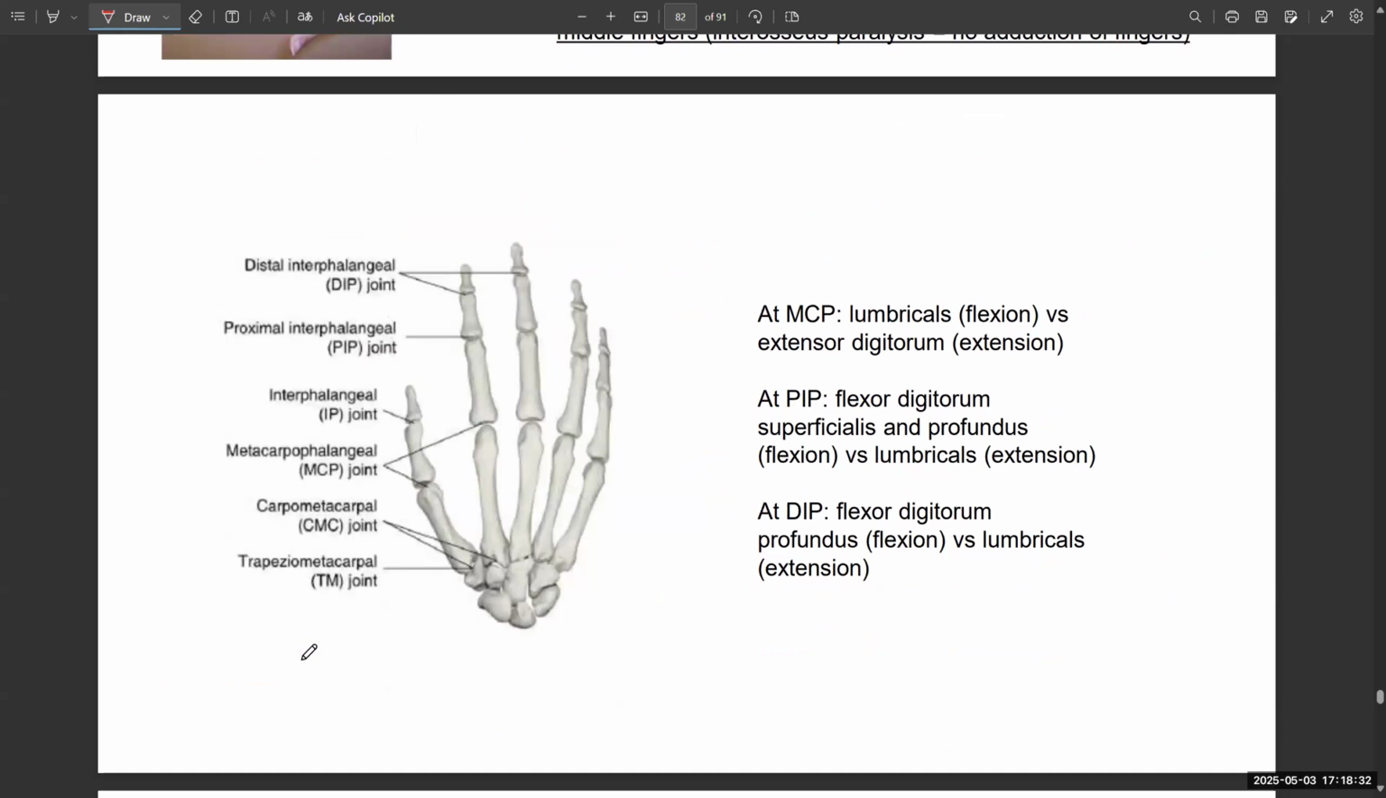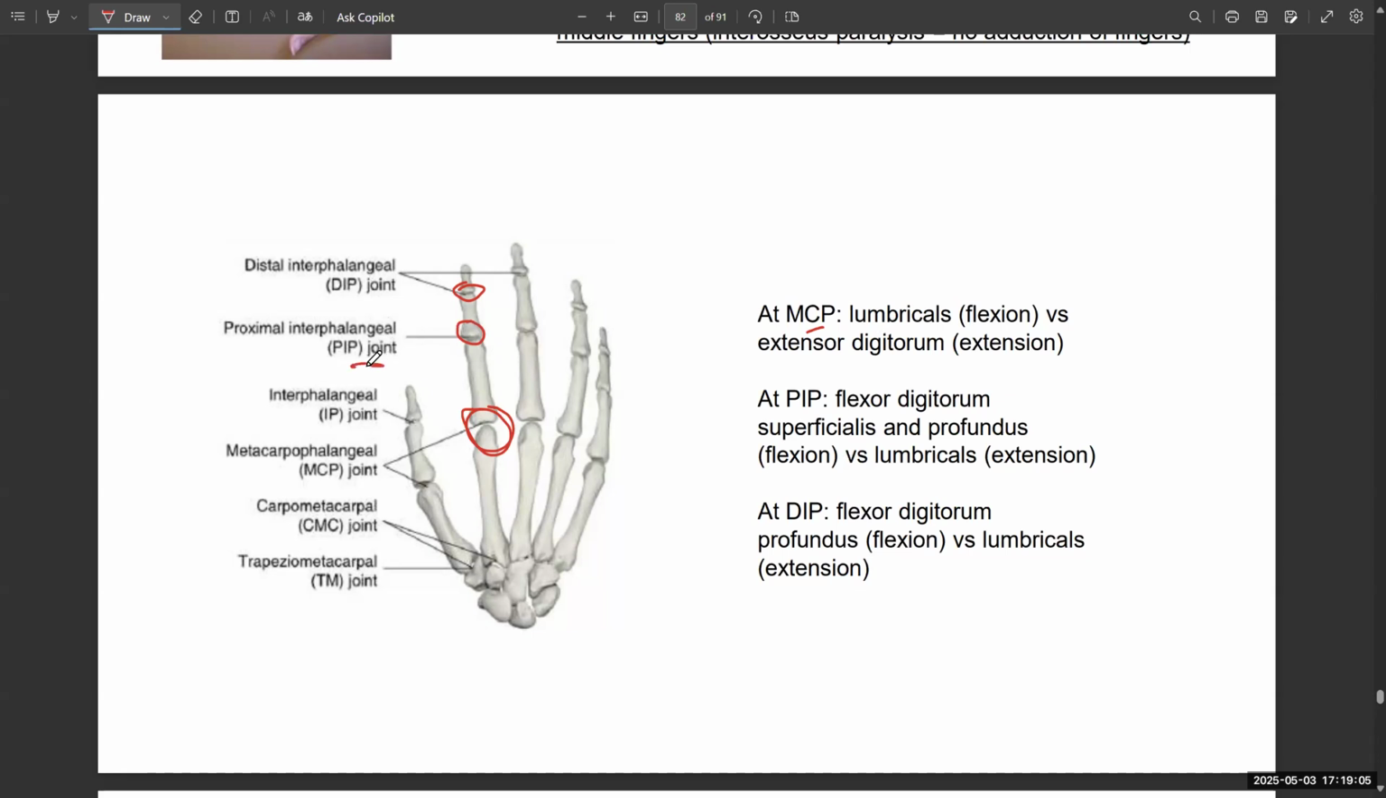Now this is sort of an important slide. If you look here, we have the metacarpophalangeal joints, so the MCP joints. Then you have the PIP joints, and then you have the DIP joints. At the MCP, your lumbricals are what perform flexion. So your knuckles, if you want to flex your knuckles like that, that is performed by the lumbricals. And extension is by extensor digitorum.